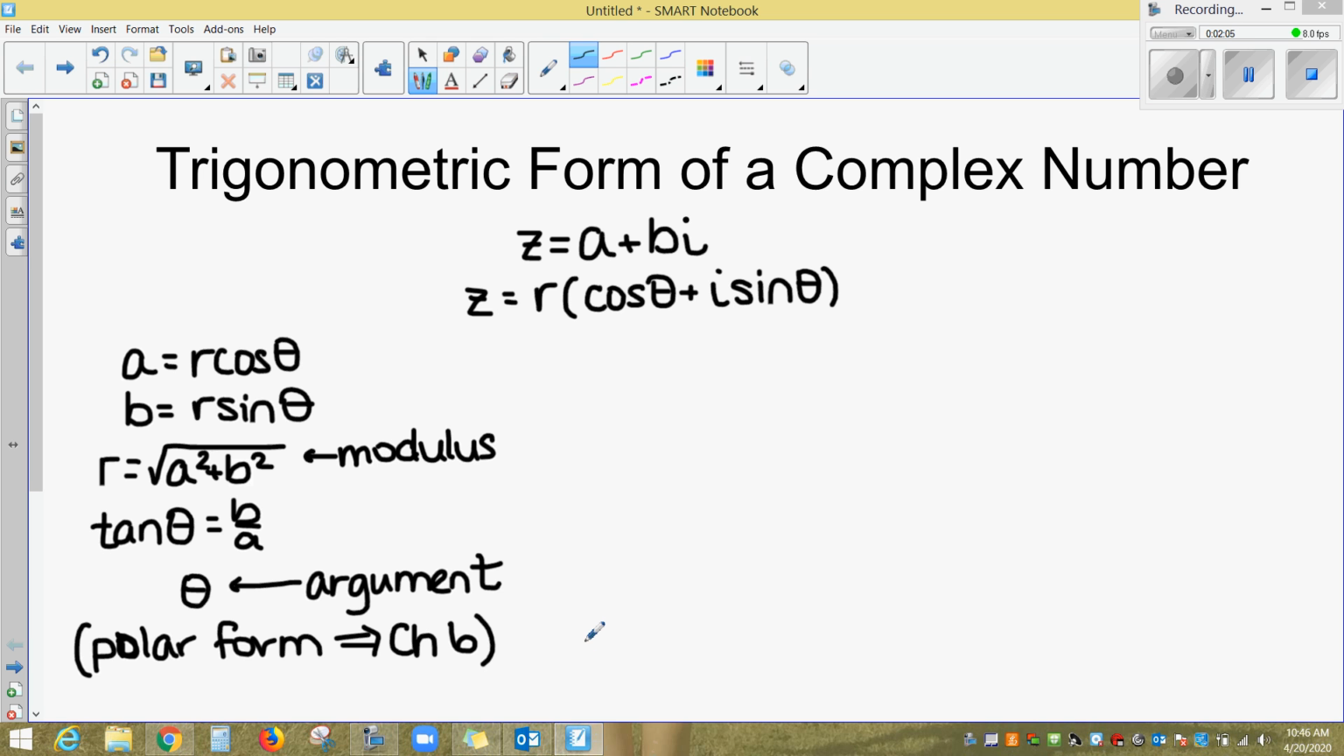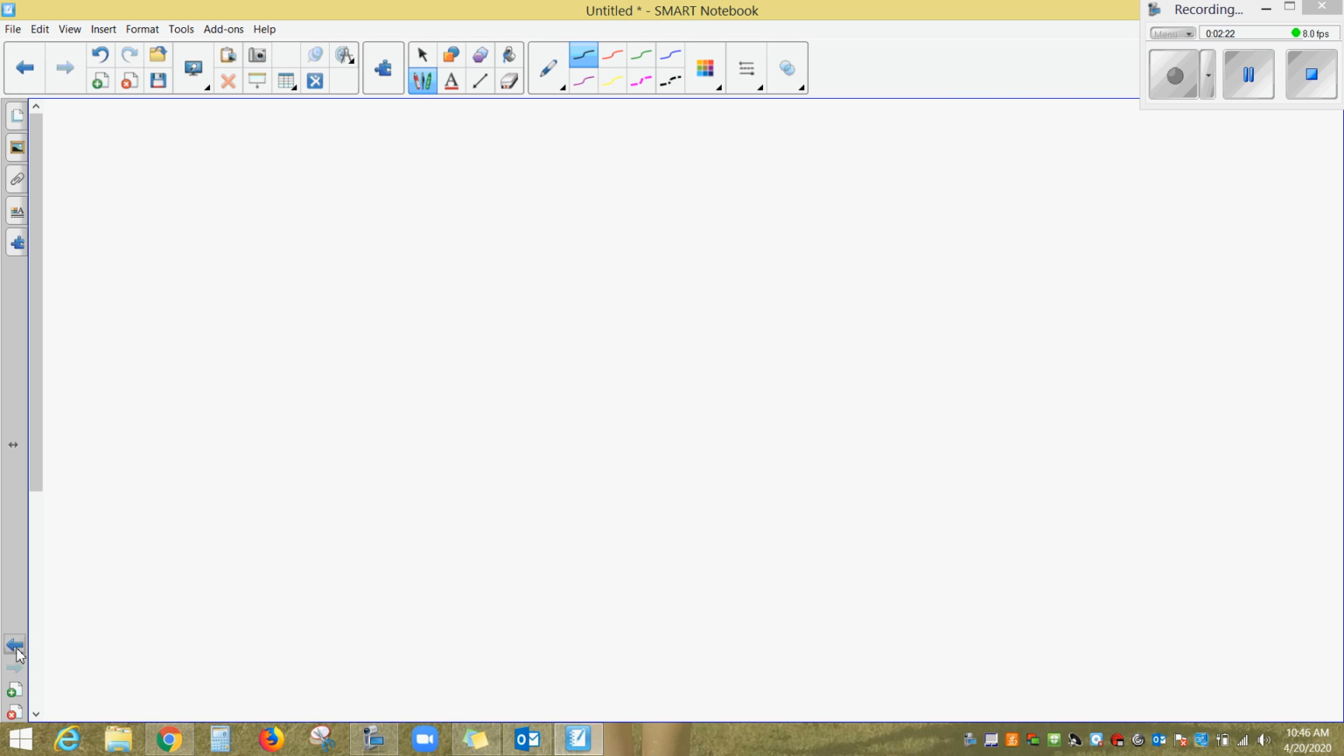Okay. What we're going to practice in this first video is going back and forth between the way we're used to seeing that number and writing it with the modulus and the argument. And here's how we're going to convert things. So let's say that we're looking at the number negative 3 minus 3i. And I'm going to call all of mine z. I don't know that you have to give it a name, but I'm going to call mine z.